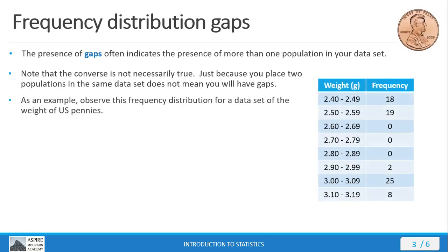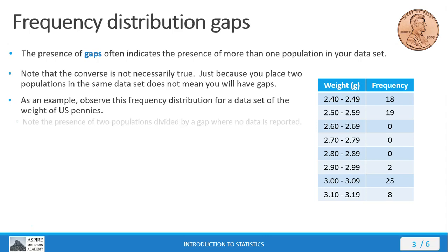Let's look now at an example. Here's a frequency distribution for a data set of the weights of US pennies. We got a sample of pennies here and we weighed them all. We found that 18 of them have between 2.4 and 2.49 grams. 19 of them are between 2.5 and 2.59 grams and so forth.